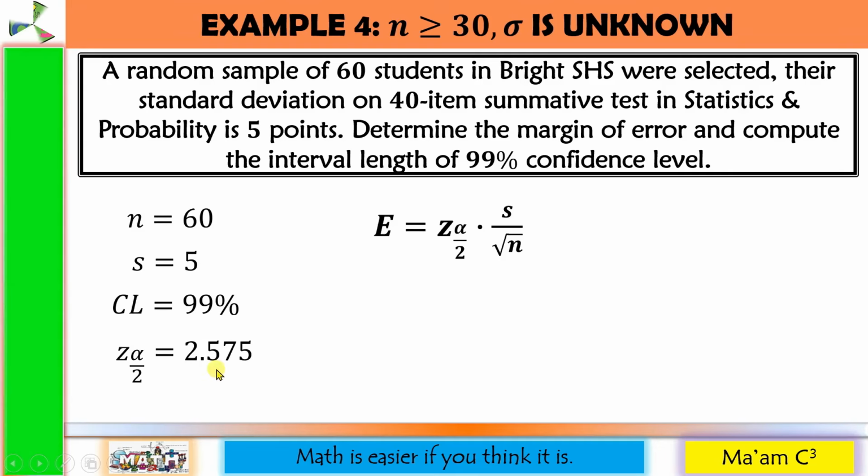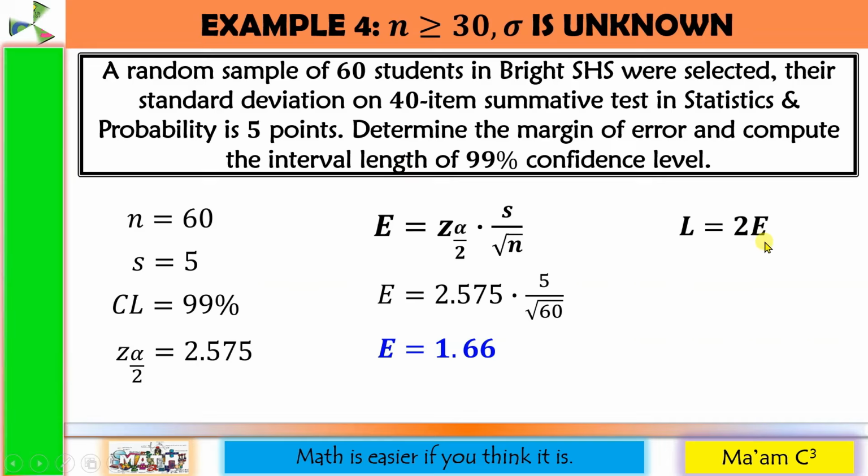Let us compute for the margin of error. Let us substitute our values here, 2.575 for C sub alpha over 2, 5 for S, and 60 for n. And this will give us 1.66. Since we do not have the sample mean, we cannot compute for the lower and upper limit of the interval. But still, we can compute for the interval length. And that is using the formula, length is equal to twice of the margin of error.